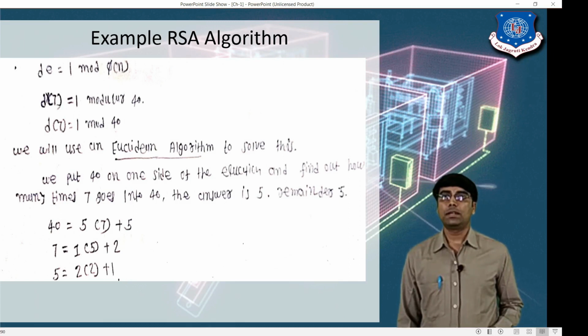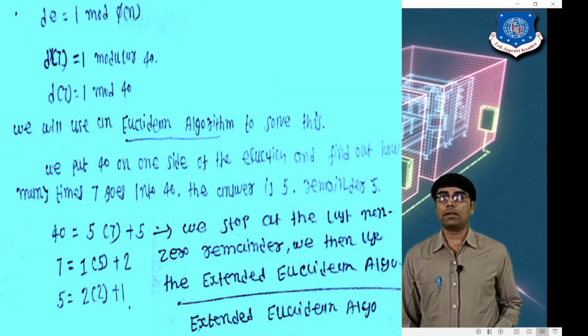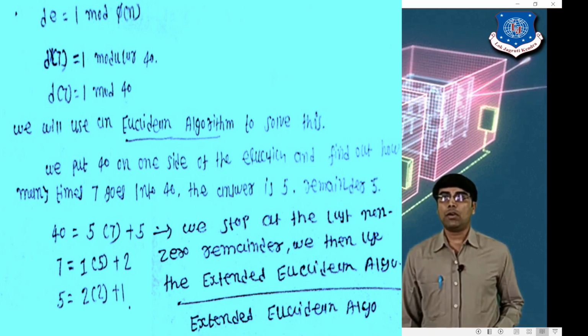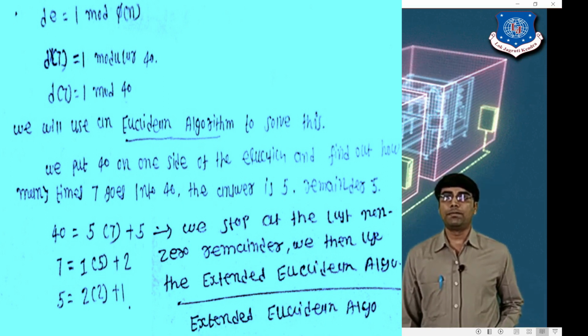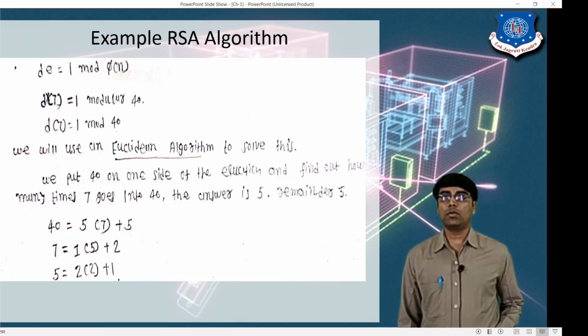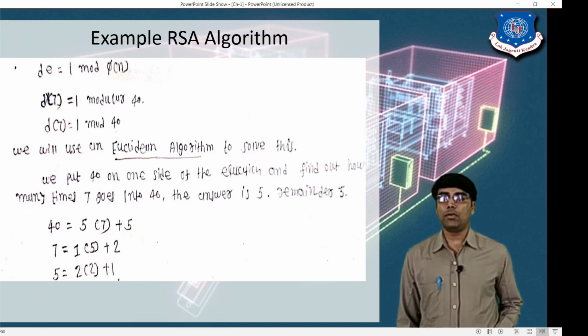So here our formula is D·E equals 1 mod phi of N. Now our E is 7, so D times 7 equals 1 mod 40. So now we will use the Euclidean algorithm to solve this equation. Here you can see the 40. We put the 40 on one side of the equation and find how many times 7 goes into 40. Our answer is 5 and the remainder is 5. So 7 multiplied by 5 gives 35, plus 5 gives 40.